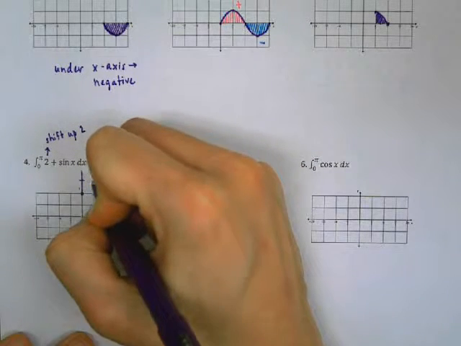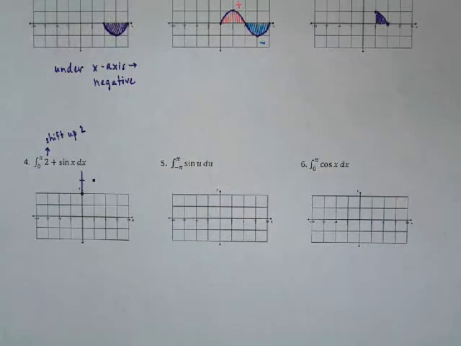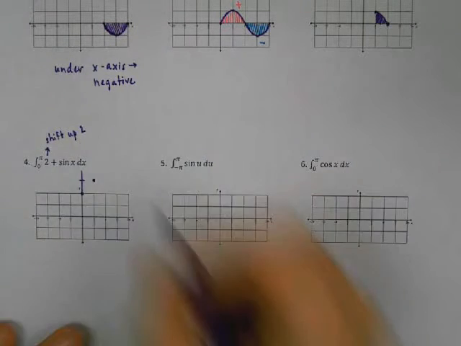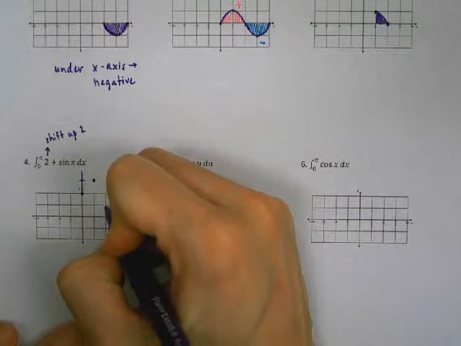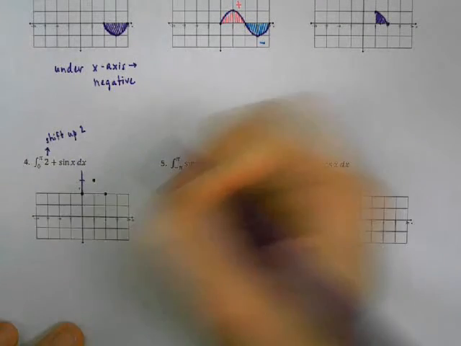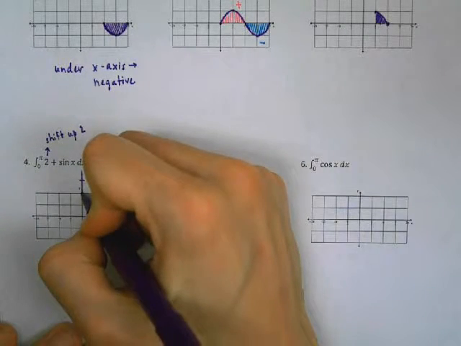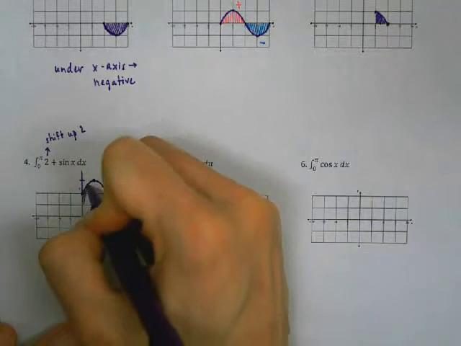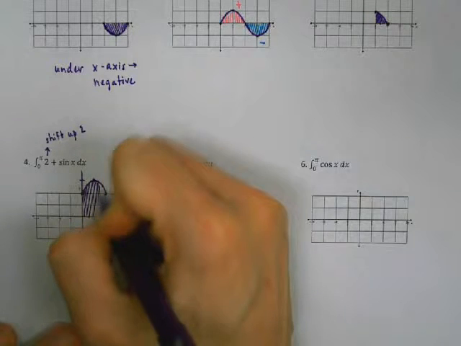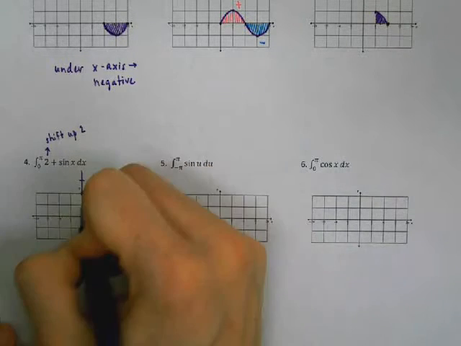Sine pi over 2 is 1. If I shift it up, I'm going to get a value of 3. And then again, sine of pi is 0, but if I shift it up, I'm back at 2 here. So now I actually have all of this area here. So I'm still between the x-axis and my curve.